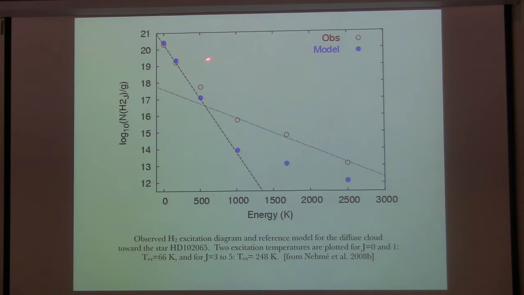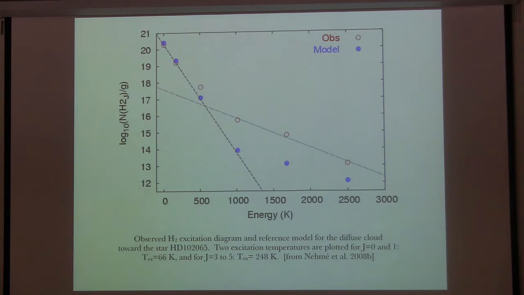The open circles are observed values, blue circles are model values. This is not one of my models, but one can discuss why the model doesn't fit perfectly, but it seems to get the slopes right in any case. As it turns out in the model, the way that H2 behaves in the diffuse interstellar medium where it's exposed to UV starlight, these radiative excitation processes actually compete very effectively with collisional processes, inelastic collisions.